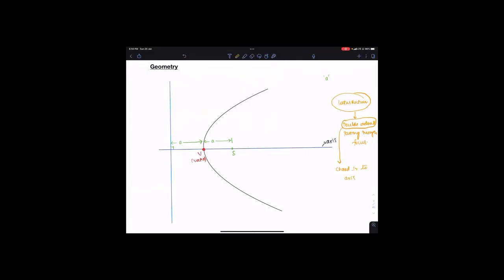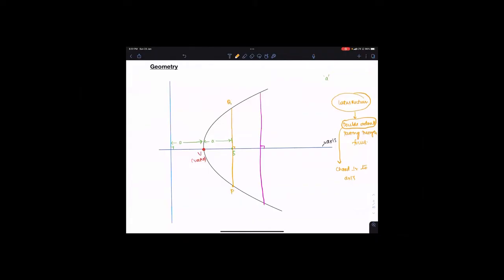What is a chord? A line joining 2 points on the parabola. So if I join 2 points like this, that is a chord. But how should the chord be? The chord should be perpendicular to the axis. So you can draw many chords which are perpendicular to the axis like this. But the double ordinate which passes through the focus, a chord perpendicular to the axis but passing through the focus, that particular thing is called latus rectum. This PQ is called latus rectum.